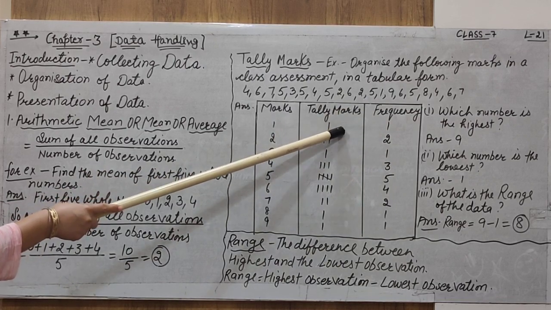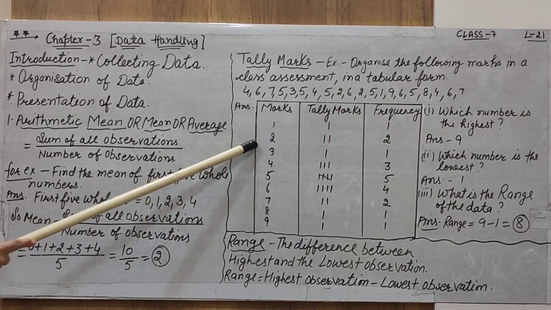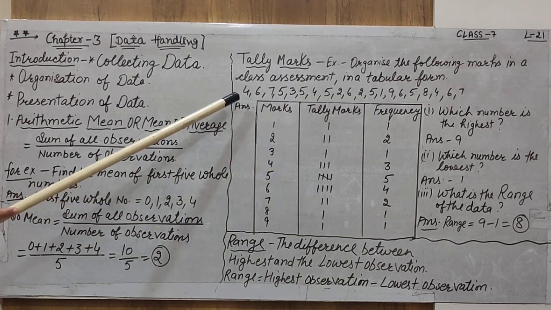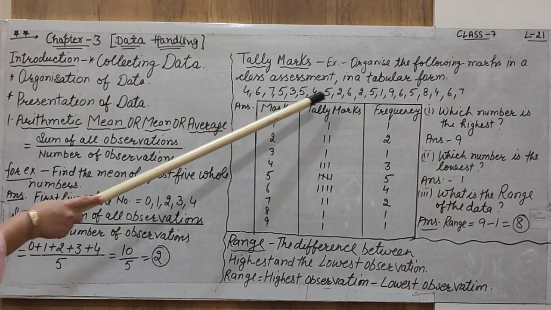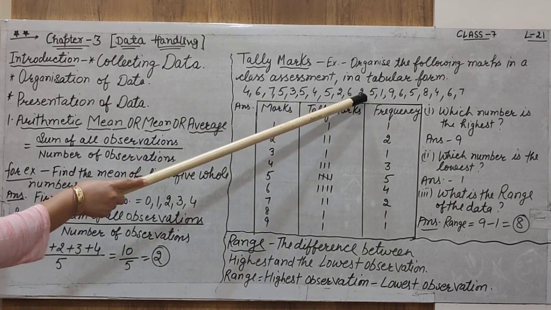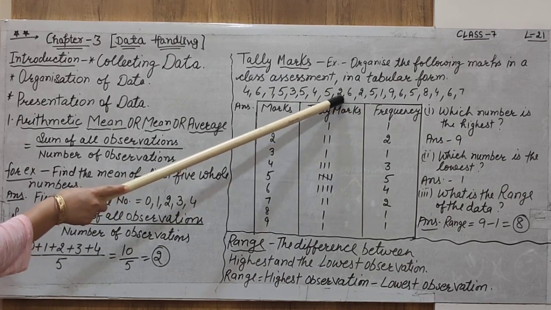Alright, so this is the tally marks of 1. Now 2 comes how many times? You have to count from the first place. Now let us see from this side. Where is 2? 2 is at the 1, then 2 again. The 2 comes only 2 times.